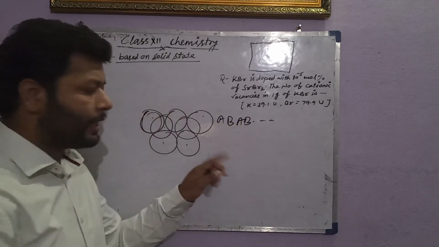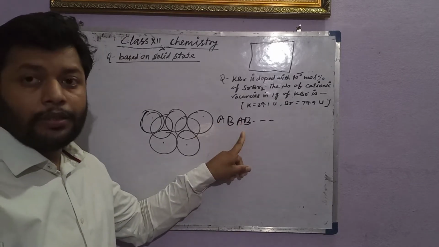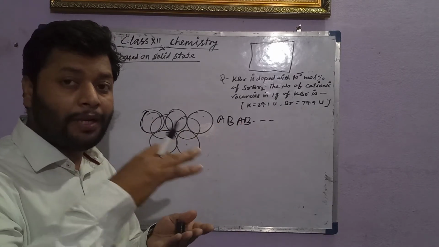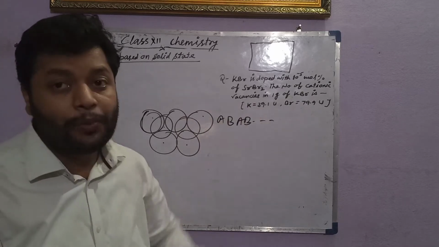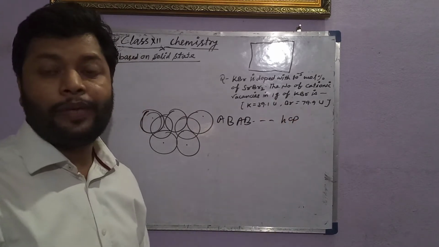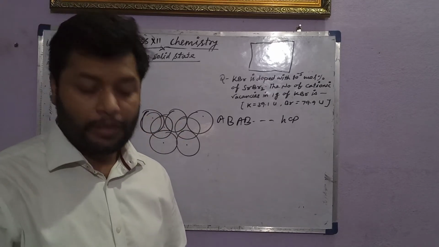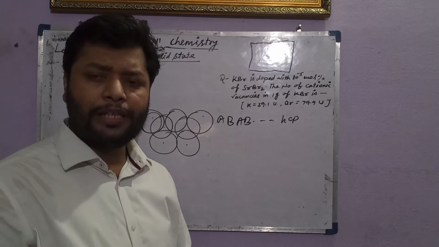Because the first layer and second layer always will be different, the third layer is similar to the first, the alignment of the third layer is always similar to the first, so that will give you SCP in three-dimensional. That is what was provided in the previous lecture, in the packing lecture.